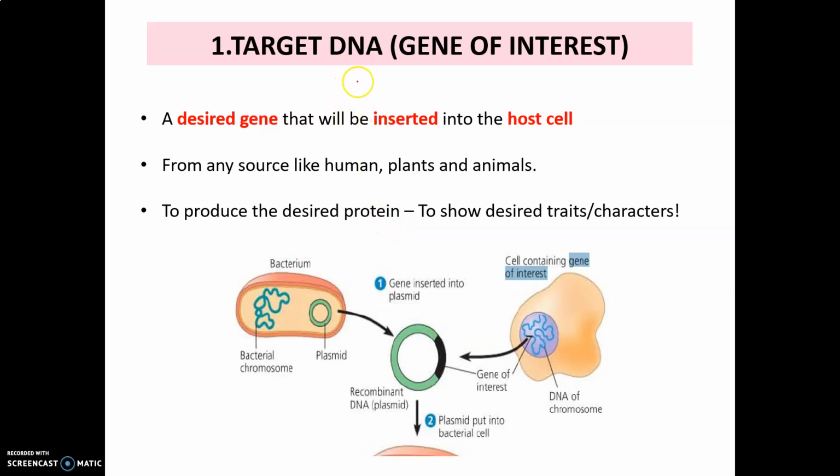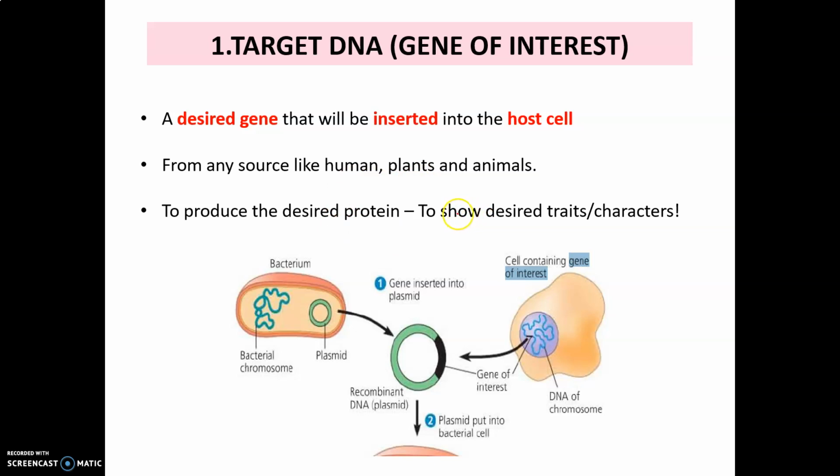Okay, first one kita ada the target DNA, which is gene of interest. Apa itu target DNA? Is basically a desired gene ataupun target gene lah. Okay, desired gene that will be inserted into the host cell. It can be from any source like human, plants ataupun animals. Basically, any gene yang carry the trait that we want. Okay, in order to produce the desired protein, in order to show desired traits ataupun character.